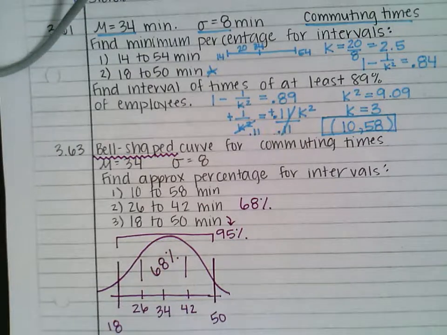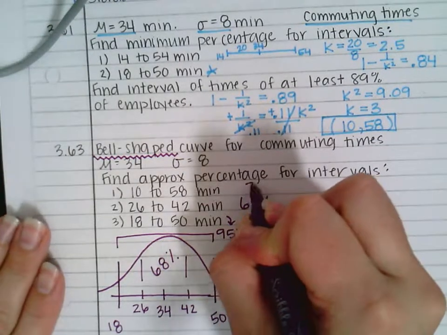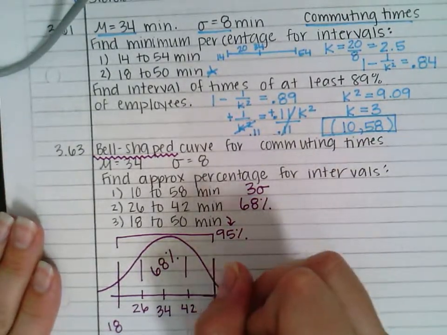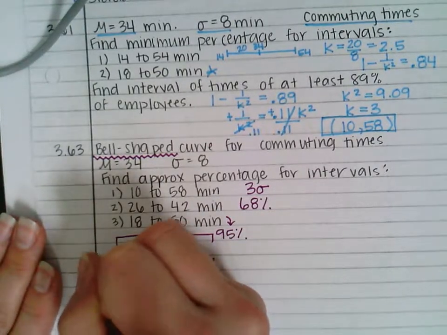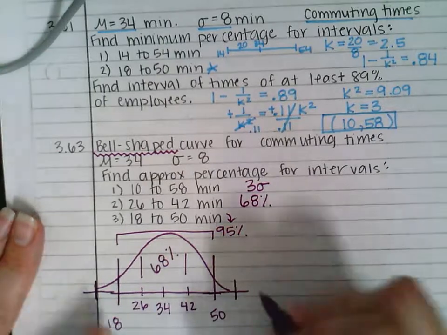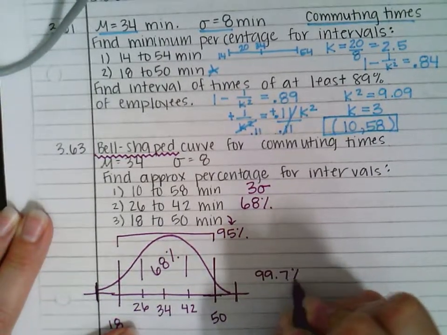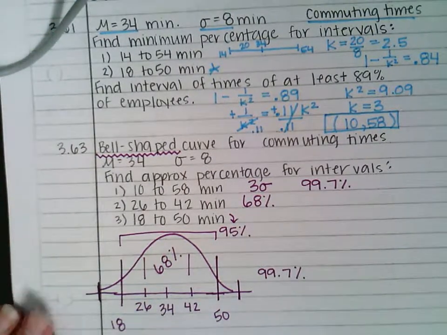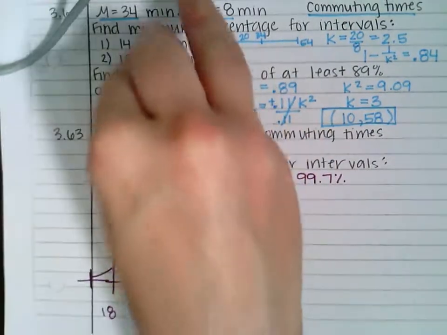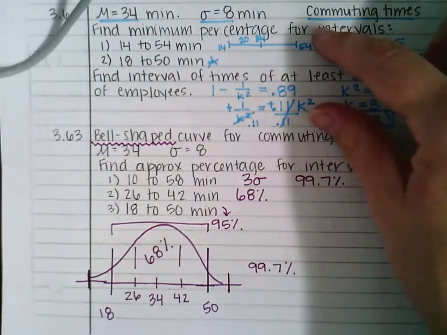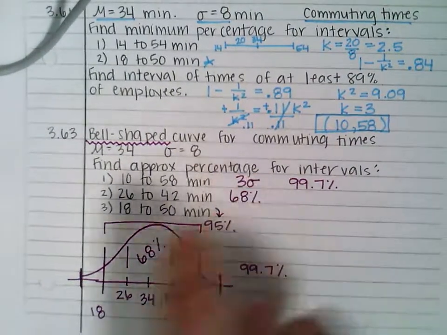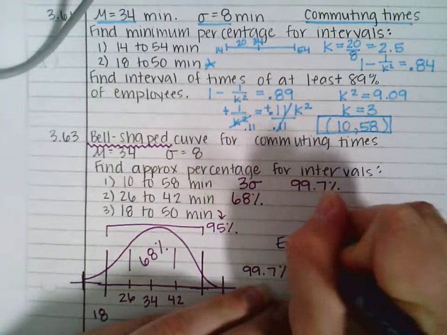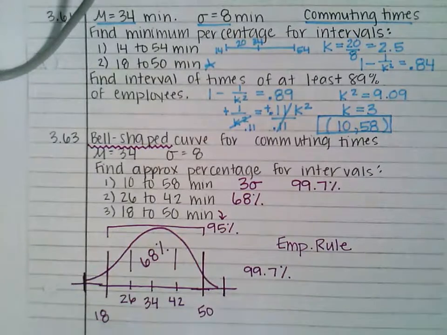And then I already know from the first question that 10 to 58 is 3 standard deviations, and so I can still apply that here. What's different is when I have this bell curve, 3 standard deviations is 99.7% of the data. Now the difference is I don't know the shape of the distribution in the first problem, so I have to use this approximation method. I know the shape of the distribution here is bell-shaped. It's a normal curve, and so I can use what's called the empirical rule to find those percentages there.